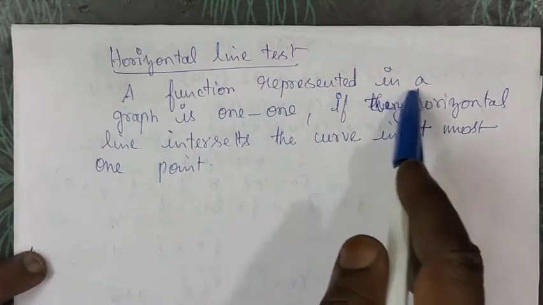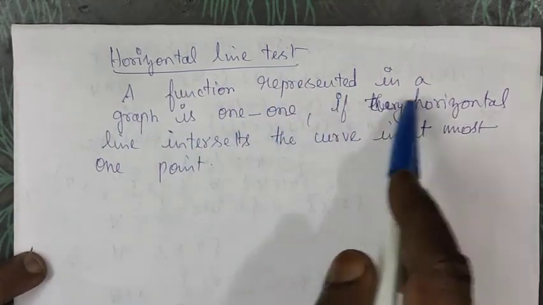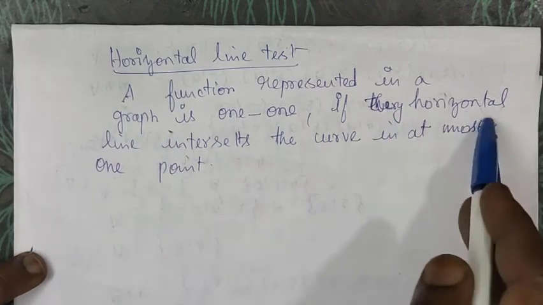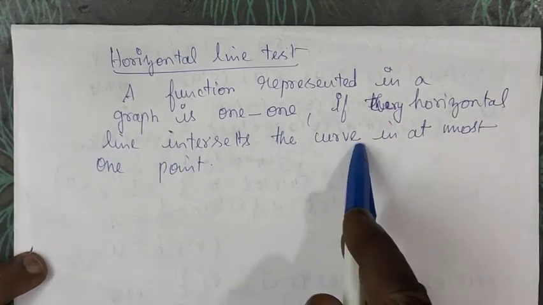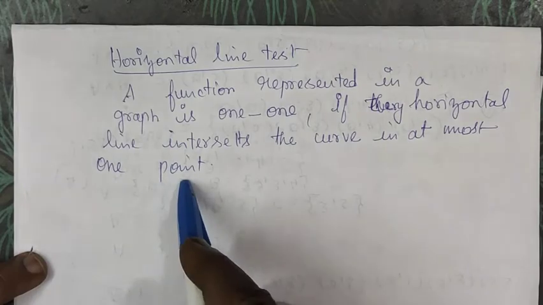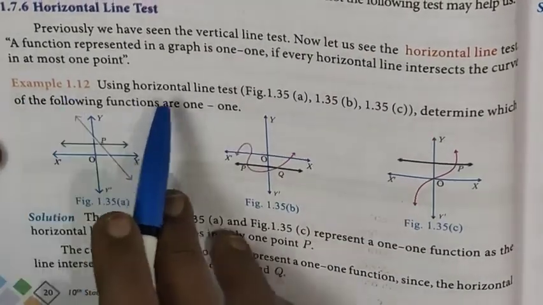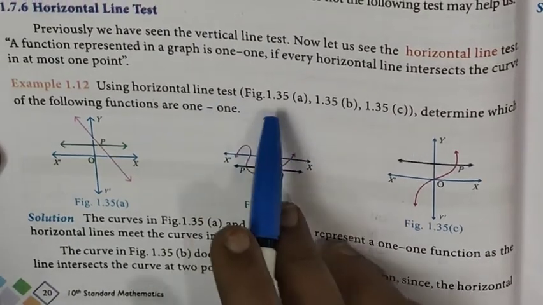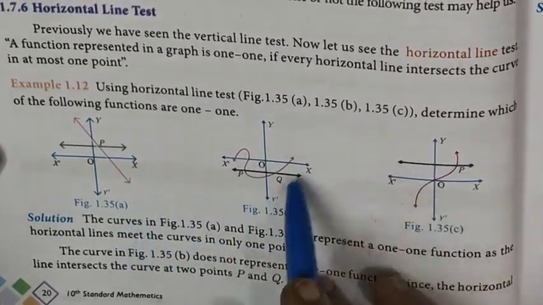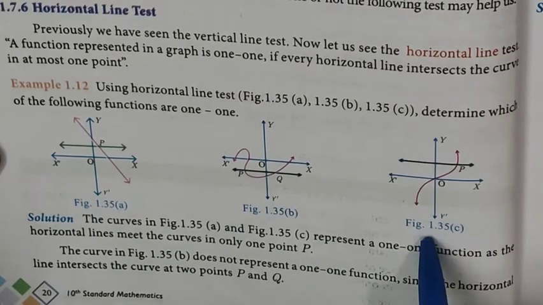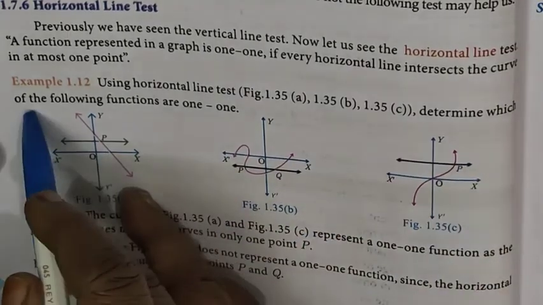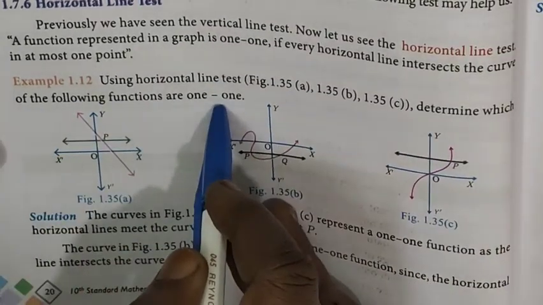A function represented in a graph is 1-to-1 if every horizontal line intersects the curve in at most one point. Example 1.12. Using horizontal line test, figure 1.35a, figure 1.35b, figure 1.35c, determine which of the following functions are 1-to-1.